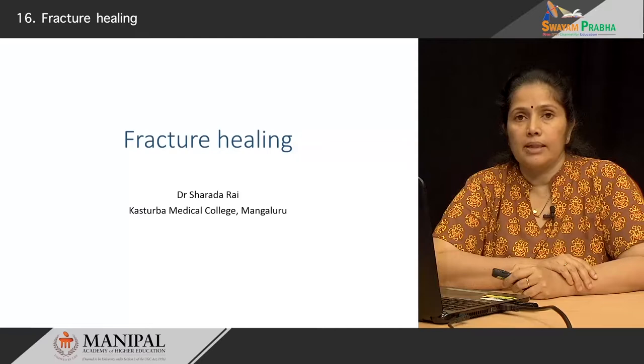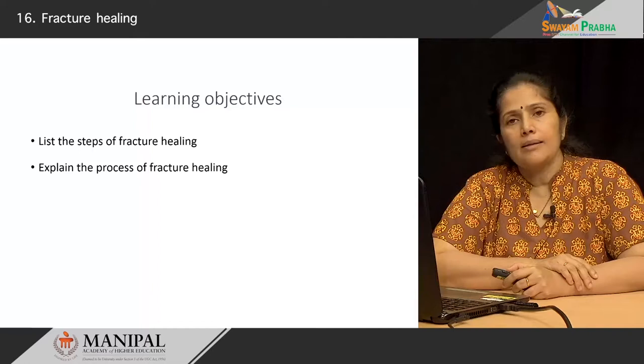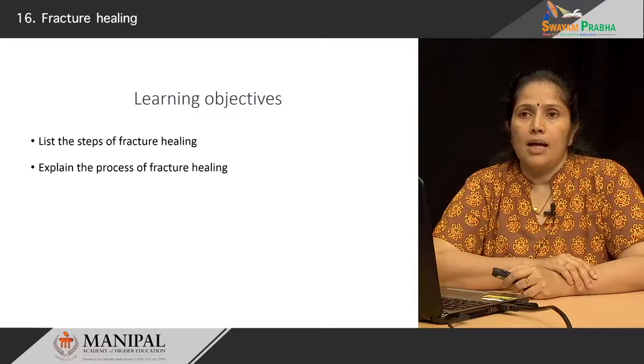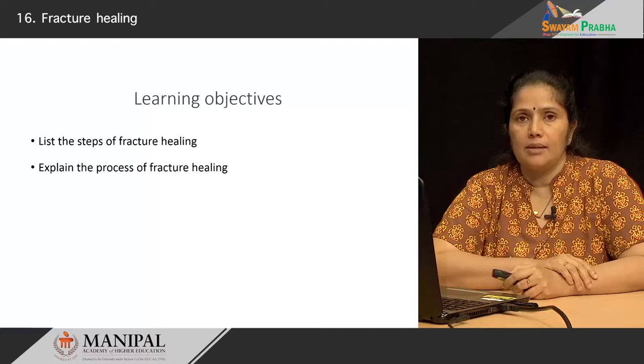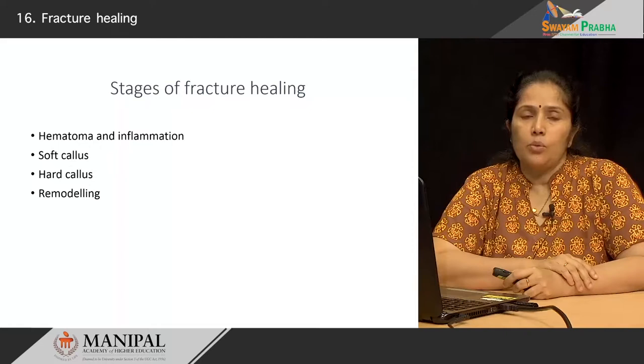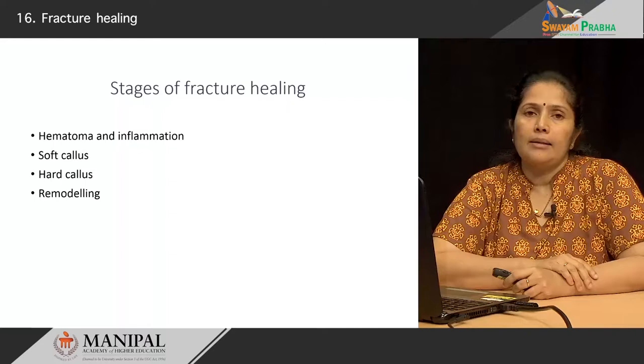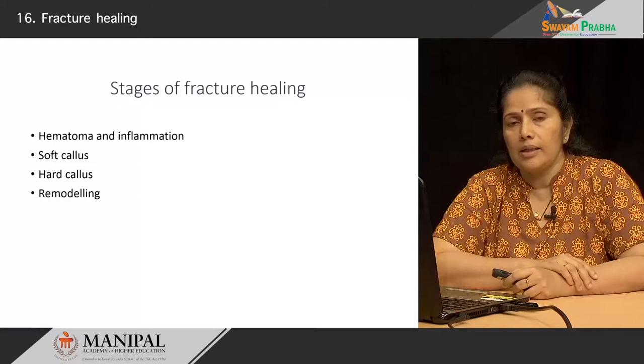affect the way a bone heals. So, today we will look at the steps that are involved in fracture healing. We look at the different steps which are involved in this process, and we shall see if you can explain how fracture healing occurs in people. Now, these are the different steps through which the bone undergoes before the fracture can heal. It starts with what is known as hematoma formation, followed by inflammation, and then there is a soft callus formation, a hard callus formation, and finally, the bone is remodeled.